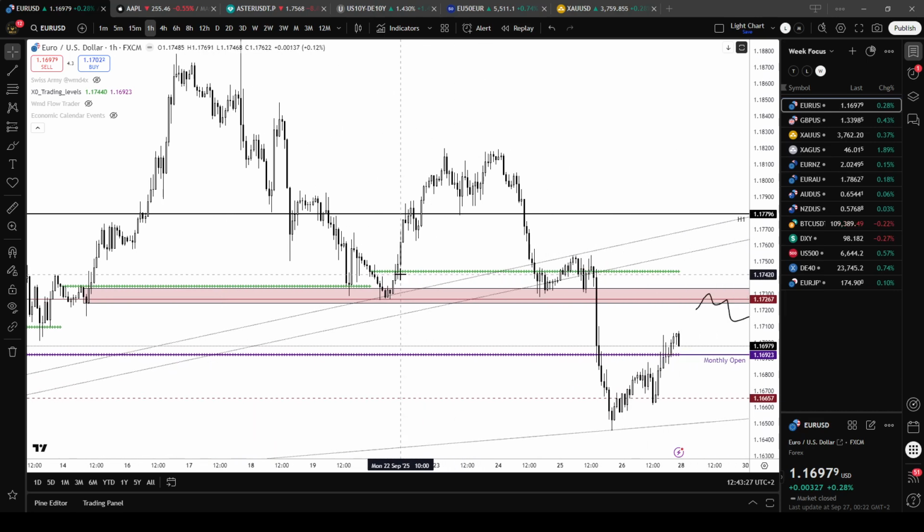Something very similar happened last week. We rejected from it, so we couldn't close above it. We tried to break lower and we couldn't. We had the trend line as support, and the moment you get an H1 close above, that's your long signal. You can hold it.